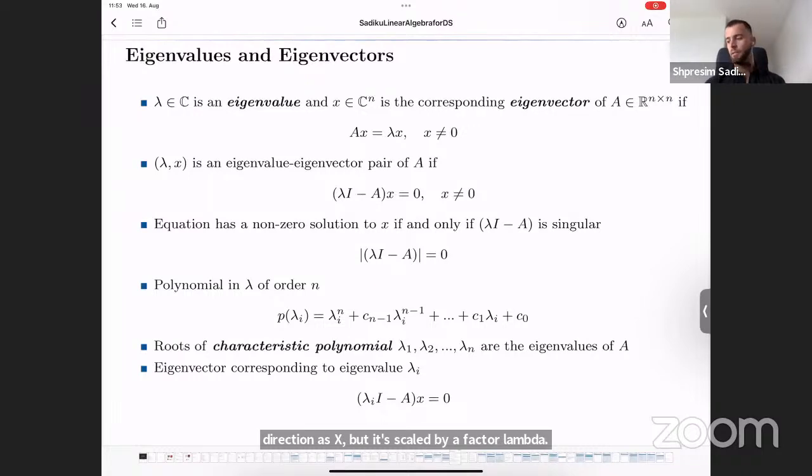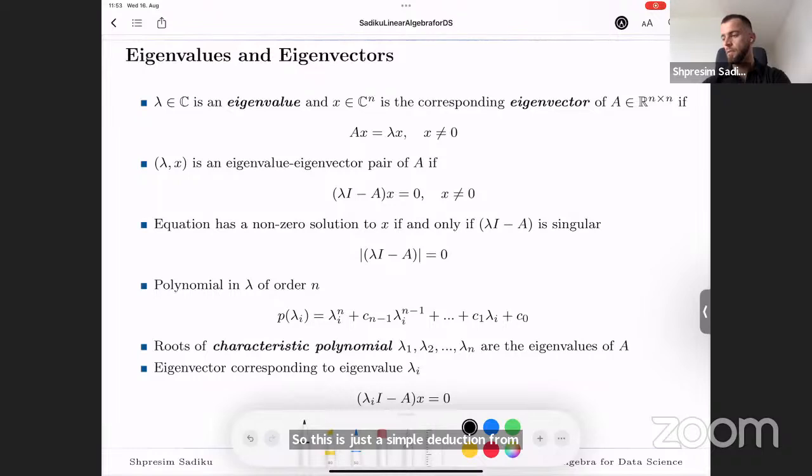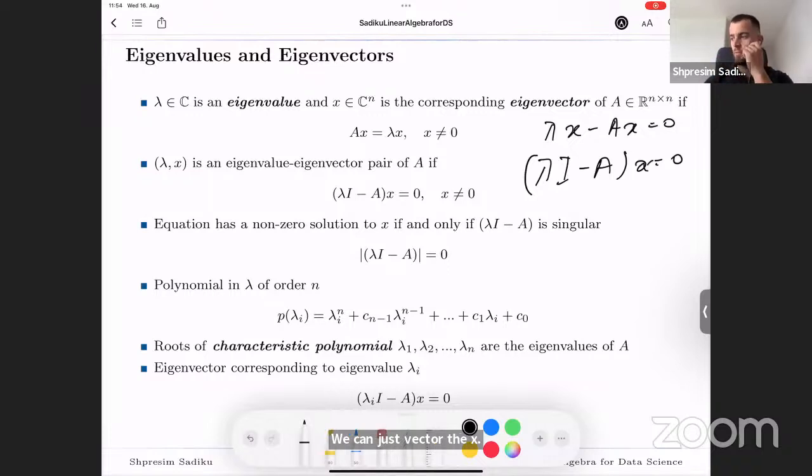And what we can do here is say that lambda and x are an eigenvalue, eigenvector pair of A if lambda times the identity minus A, multiplied by x, is equal to 0. This is just a simple deduction from the equation before. Then we can just factor the x, so this would give us this equation.